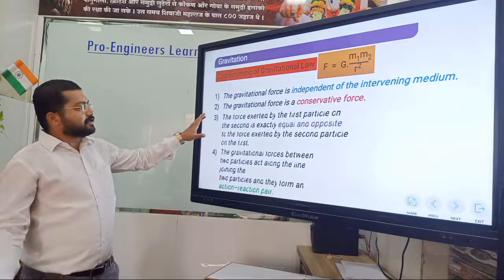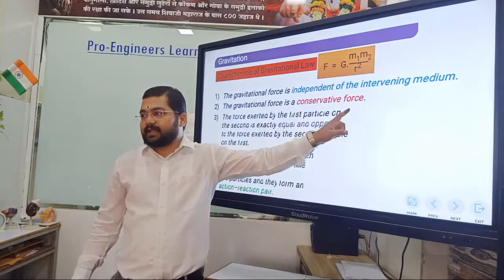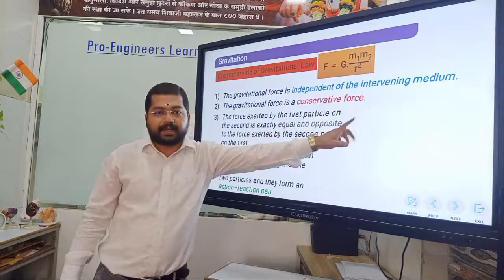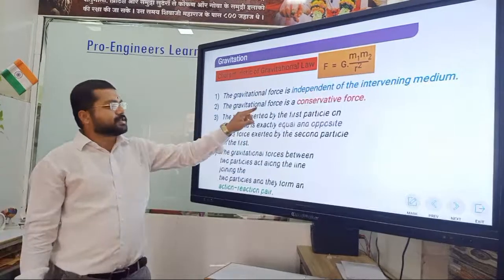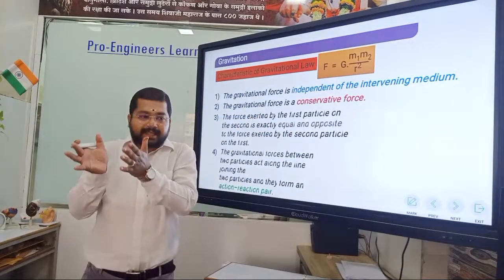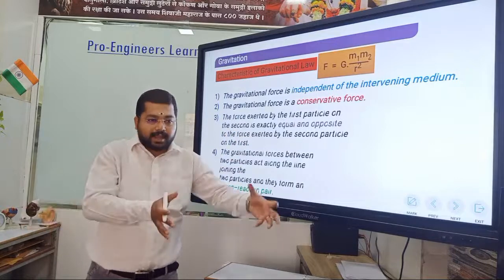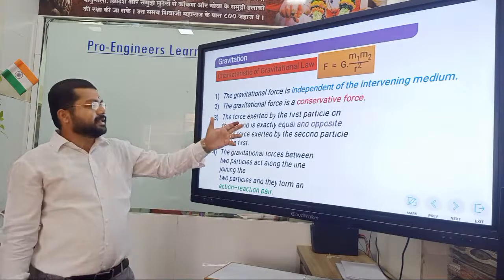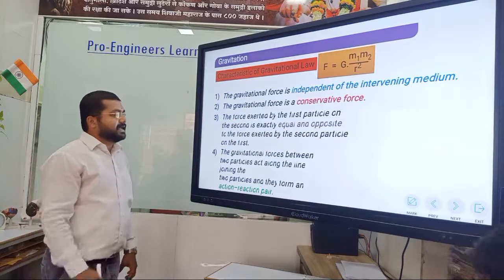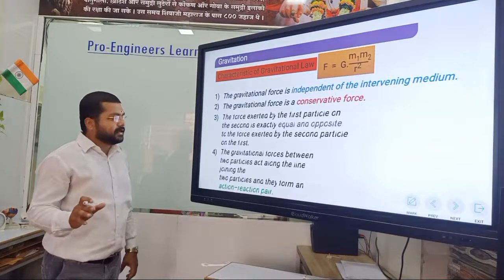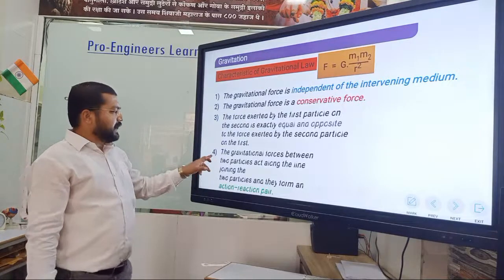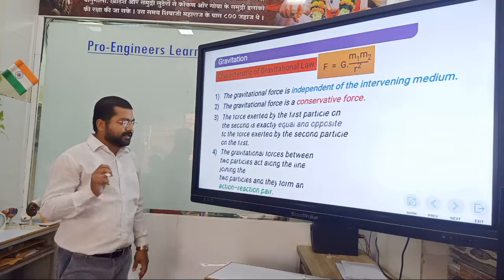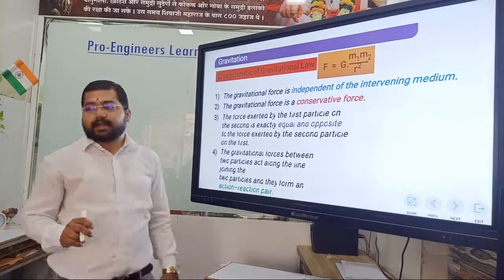So we will quickly revise the characteristics of gravitational law. First, the gravitational force is independent of intervening medium. Second, the gravitational force is a conservative force. It means it can be conserved from one object to another. The force exerted by the first particle on the second is exactly equal and opposite to the force exerted by the second on the first. And the gravitational force between two particles acts along the line joining them and they form an action and reaction pair.